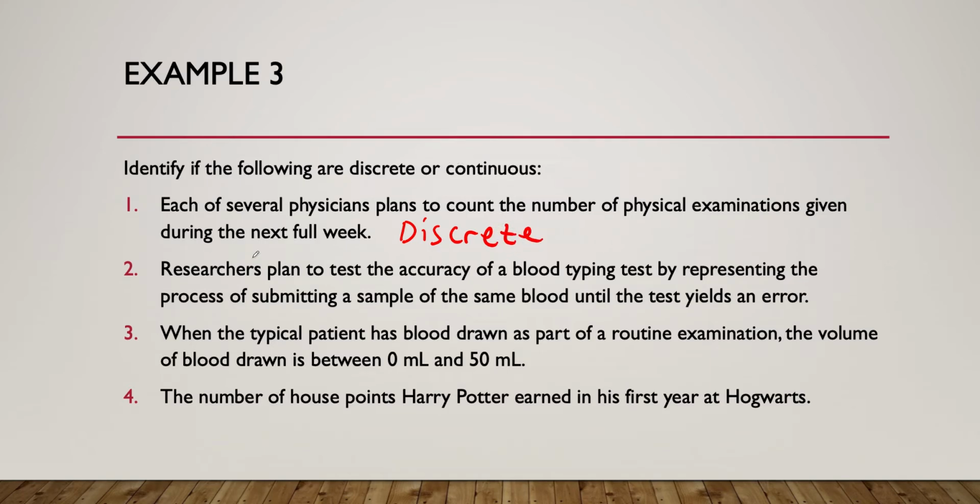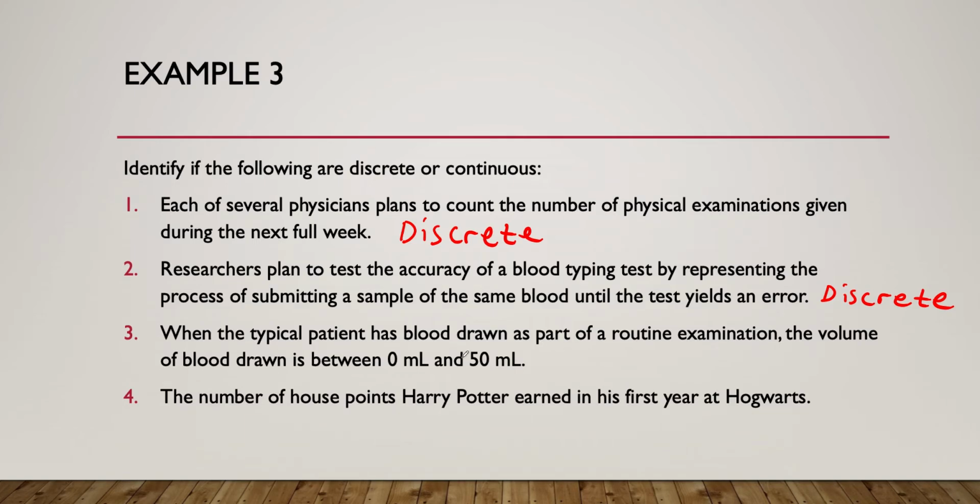Researchers plan to test the accuracy of a blood typing test to represent the process of submitting a sample of the same blood until the test yields an error. This could be something that could be very long, and who knows when it will end. So it could be something that could be an infinitely long outcome, but still something that you could count, since you have a specific number of times that occurs. So this is going to be a discrete measurement, though it's technically not really a measurement, since you could still count it.